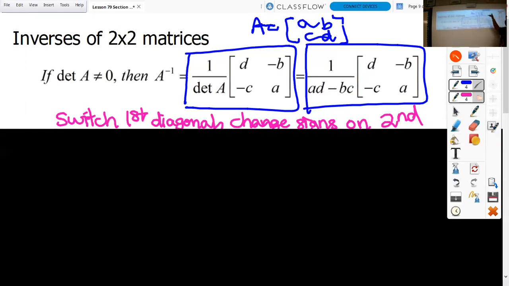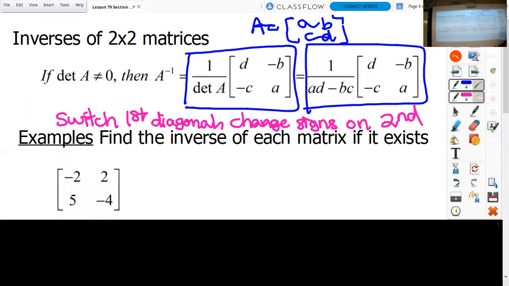So from our original A, B, C, D, if you notice what's happening, first diagonal, they're trading places. Second diagonal, they change their signs. And this is where that seems so weird. You think about why is that the inverse? I don't know, it just is. But then when you solve an equation and you see that it actually works out to give you what you could solve with substitution, it's pretty cool to see how the numbers interact together. All right, so that's our inverse. So we need the determinant, 1 over the determinant times switch diagonal, change signs on the second. All right, let's see it for this one.